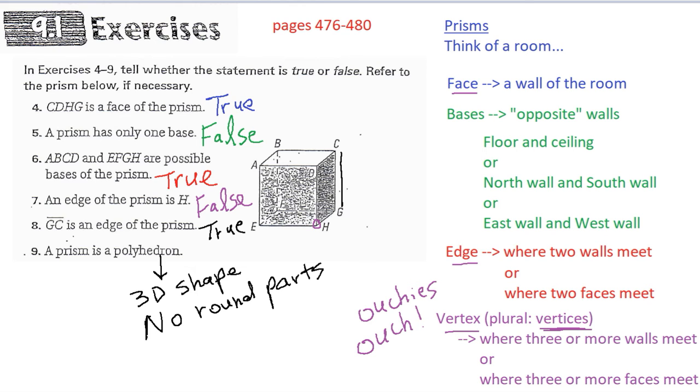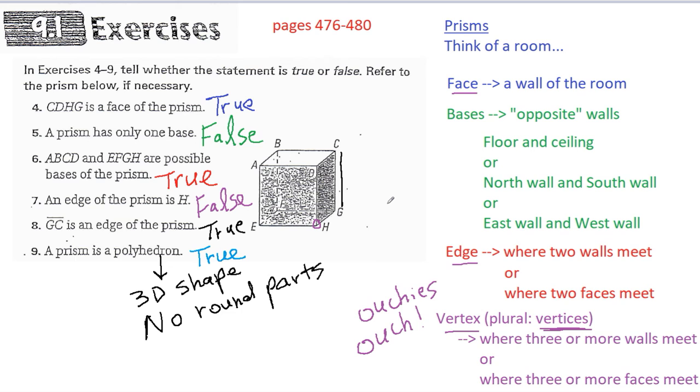We need a little bit more than that, but when I look at this prism, I go, yeah, it's three-dimensional, and there's no round parts, there's no curved portions to it. So this would be true to finish up here. Number 9 would also be true. And hopefully in class we'll define a polyhedron, or the plural there is polyhedra. We'll define that a little bit better.